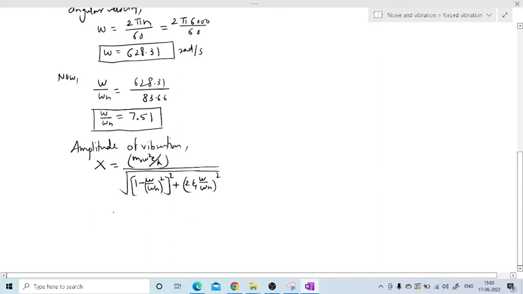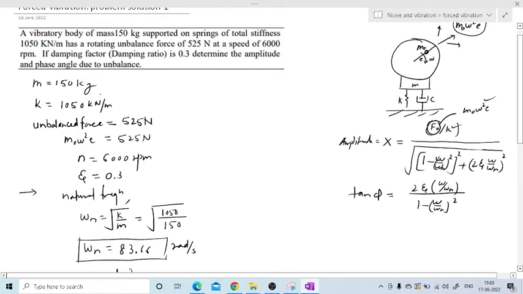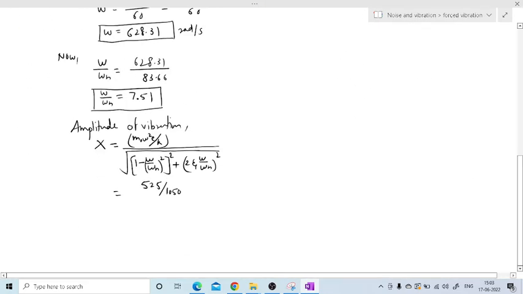In the problem they have given the value of m naught omega square E, and it is 525 Newton. So 525 divided by k, which they have also given as 1050. Just check the unit of 1050, it is kilonewton. So we'll have to convert into Newton: 1050 into 10 raised to 3 Newton per meter. So this is the complete numerator, divided by 1050 into 10 raised to 3.